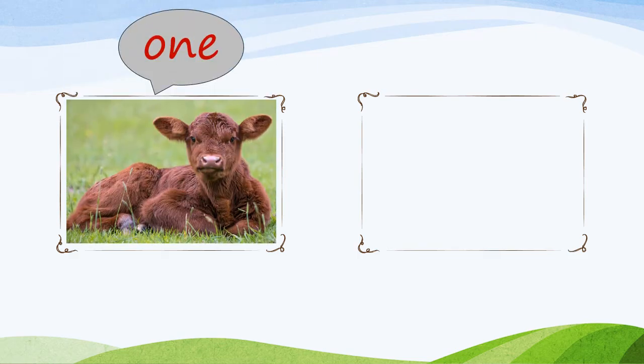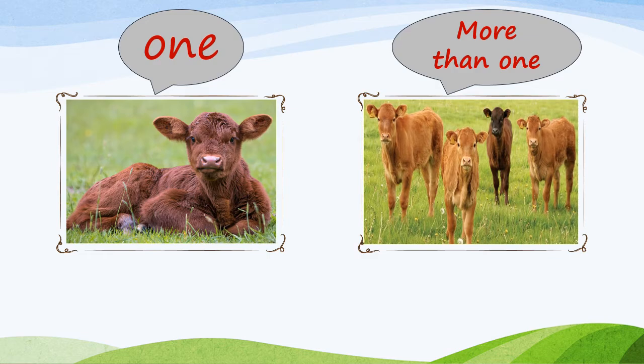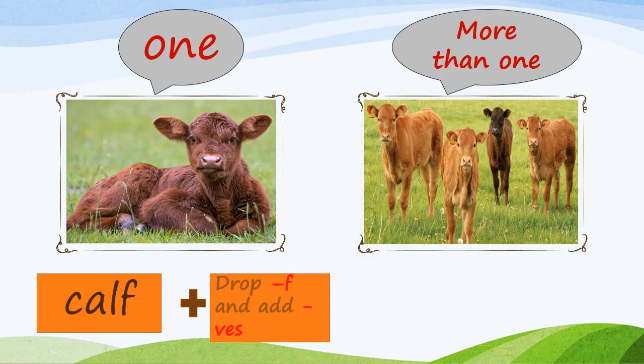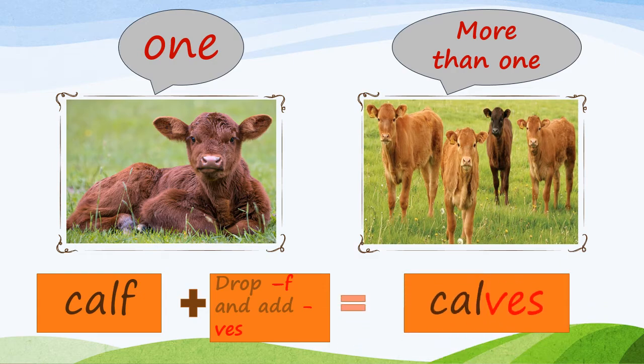Look at this picture. One calf. And look at the other picture. More than one. How we spell calf? C-A-L-F. If you see the spelling, the word ends with F. So what we do here? We drop F. We add VES to make it plural. That is calves. One calf, many calves.